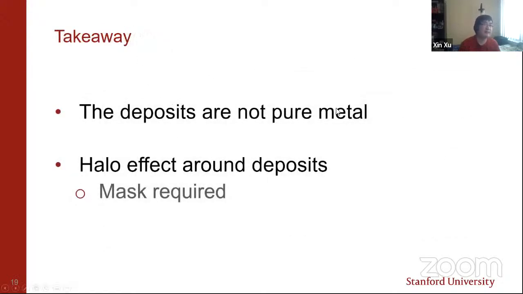So, some takeaways from this section. We know that the deposits by FIB are not pure metals. At least half of them are carbon and oxygen, because these are incomplete decomposition of precursors. And second thing I would like to point out, the halo effect cannot be ignored. Especially for local electrical measurement, we definitely need to protect our samples and substrate away from the deposition if we want to do any deposition work by FIB.